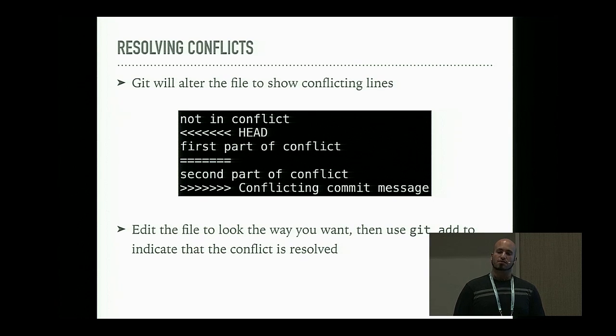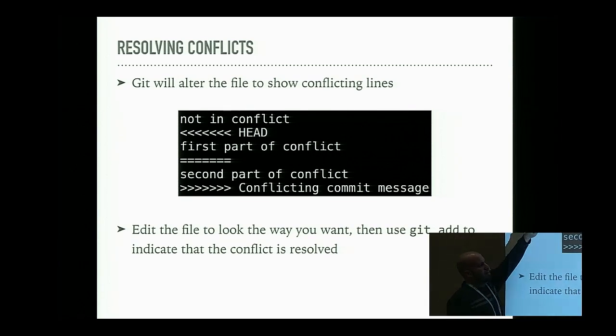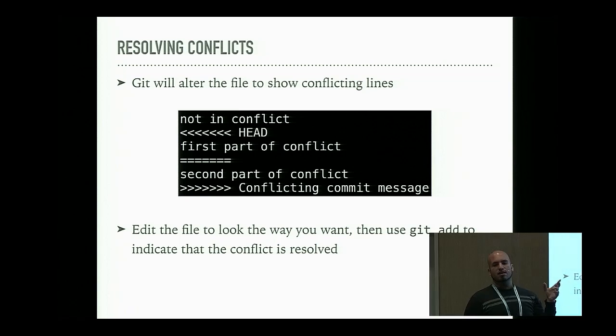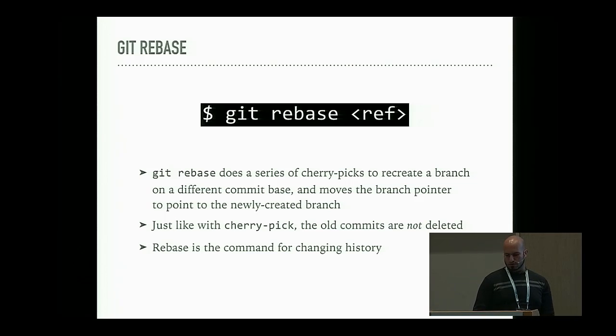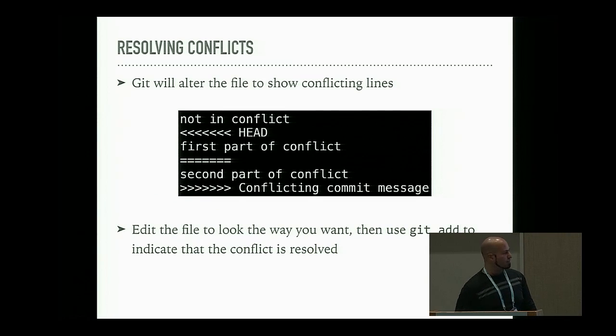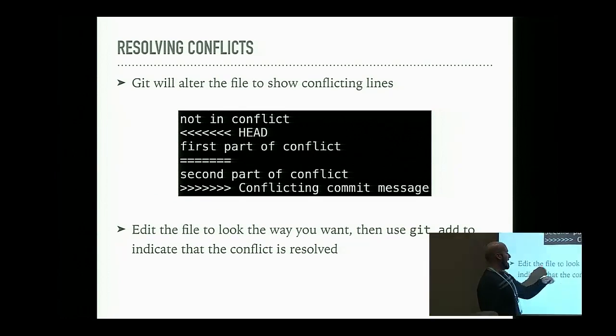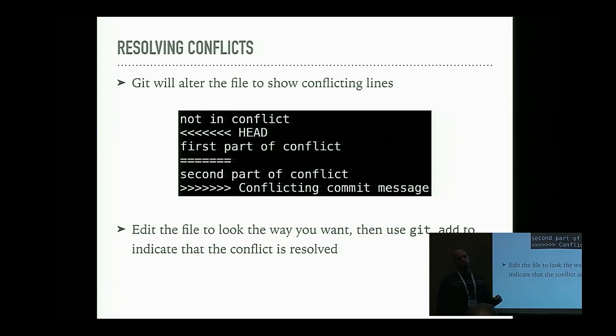So in order to resolve the conflict, you want to actually open that file in a text editor and change it to look the way that it should look after all these commits have been resolved together. So you would actually delete this line, this line, this line, and set the number of cups of chocolate to be whatever the correct value should be. And after you do that, you're going to use git add to indicate that the conflict is resolved.